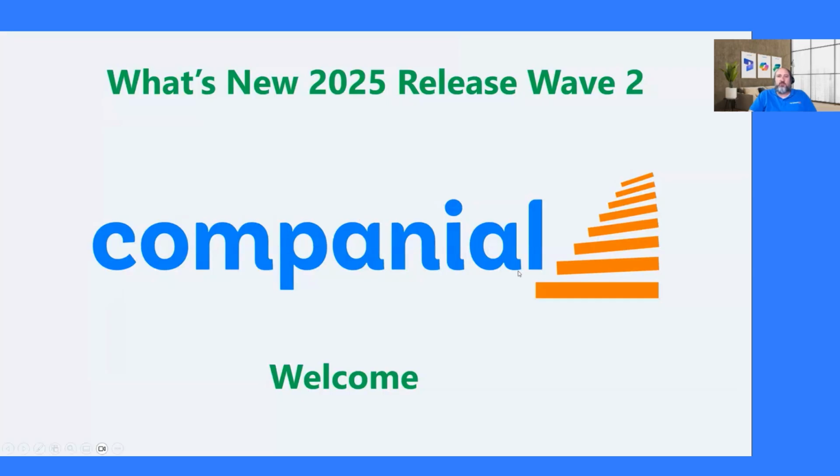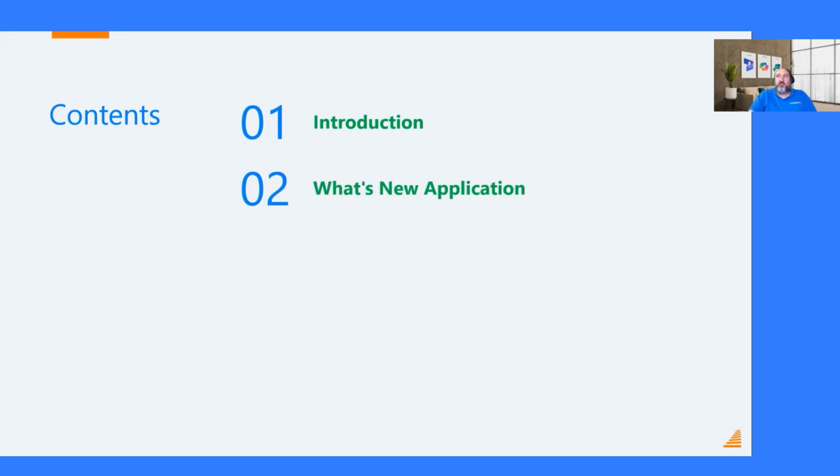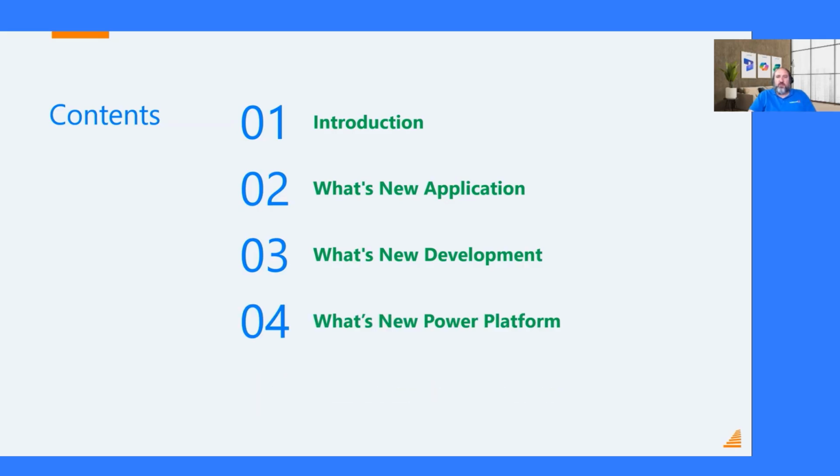Let's quickly see what we'll be covering today. We're looking at what's new in 2025 Release Wave 2. We're going to start off with some introductions. After that, we'll have a look at what's new in the actual application. Then we'll delve into the development environment and see what advances have been made over there. We'll continue on to the Power Platform and see what changes were made for the Power Platform in Business Central in the new release. And then we'll have some Q&A.